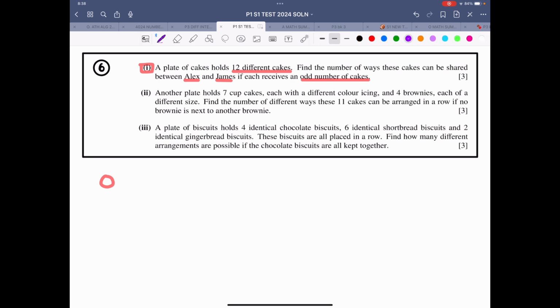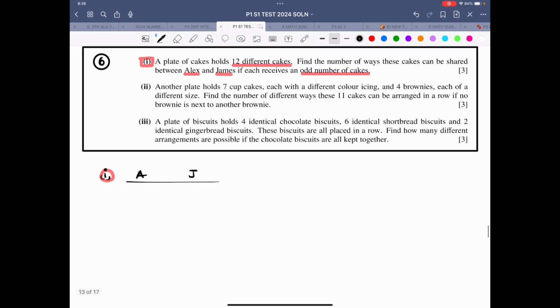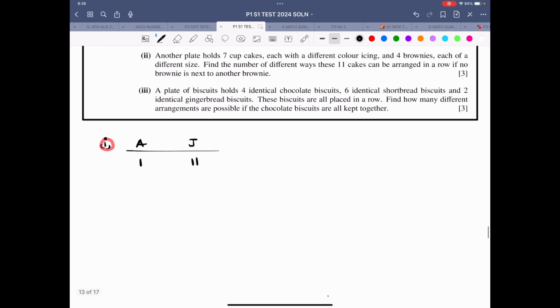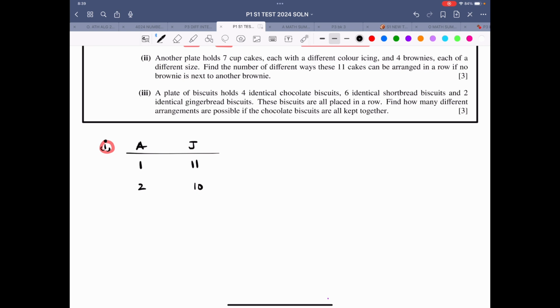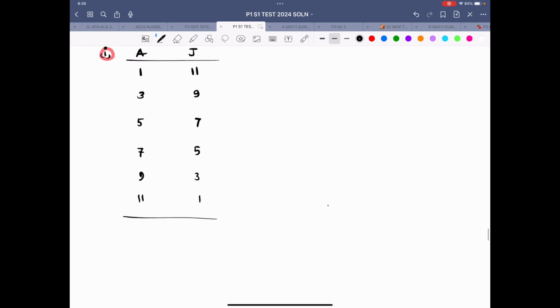For the first part, A for Alex, J for James, and we need odd numbers. So let's give one cake to Alex, 11 to James, because altogether it's 12. 2 and 10 I cannot write. Why? Because that is not odd, that is even. So let me write like this: 1, 11, and then 3, 9, 5, 7, 7, 5, 9, 3, 11, 1. That is the working that is required.